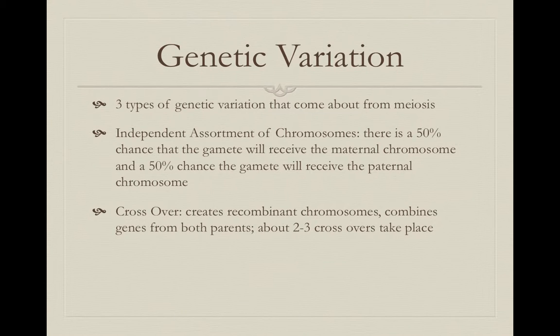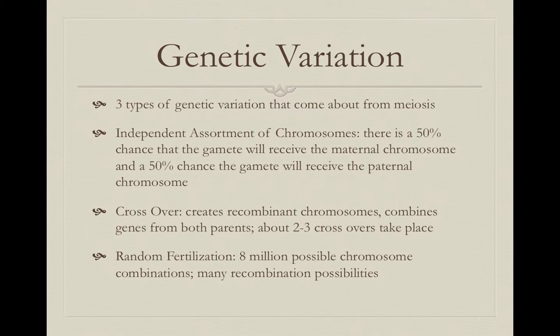Crossover is another form, and it's one of the main forms of genetic variation, because it creates recombinant chromosomes. We combine genes from both parents, and oftentimes about 2 to 3 crossovers take place. So it's not just one gene that's being switched; it's multiple genes, which gives you the makeup of both your mom and your dad, which then leads to more variation in the population.